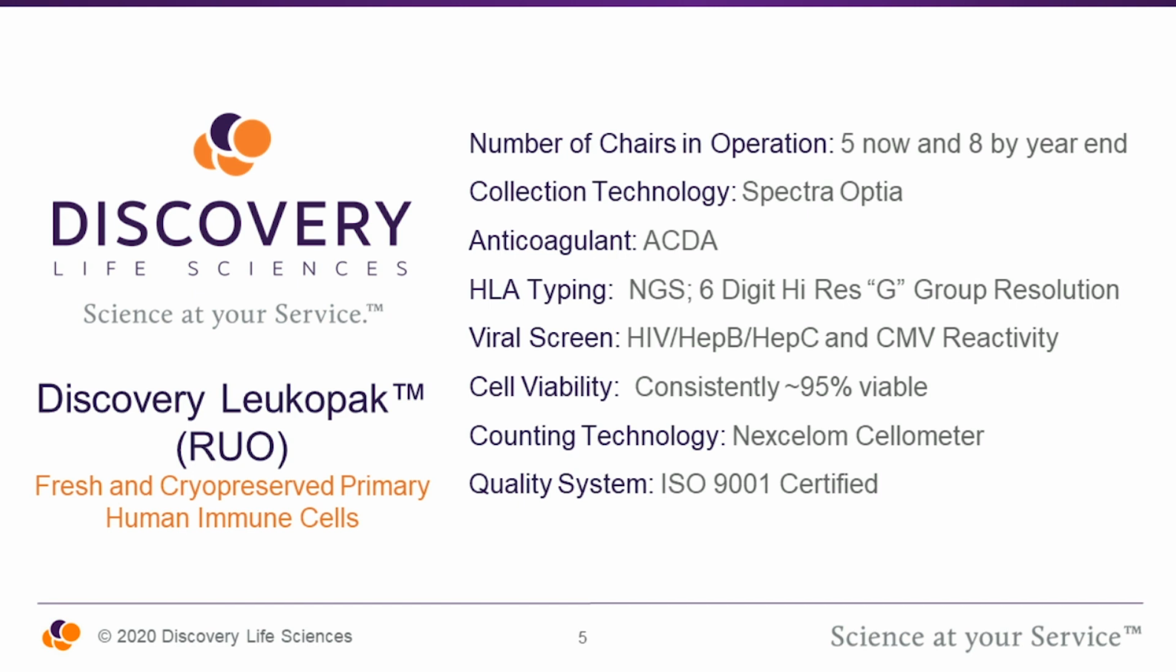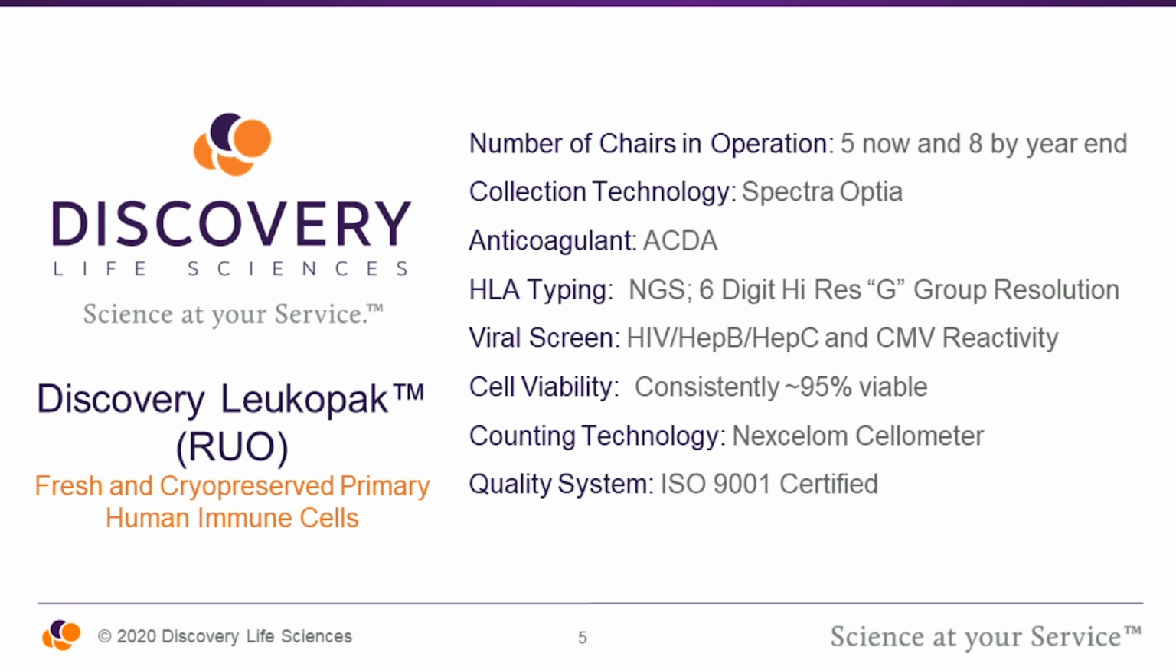Our apheresis clinic is located directly adjacent to our production facility, which allows seamless transition from the apheresis donor to downstream manufacturing. We currently have 5 chairs in operation, although by the end of the year that will be up to 8 chairs. We're currently using the Spectra Optia as our apheresis machine with ACDA as our anticoagulant.